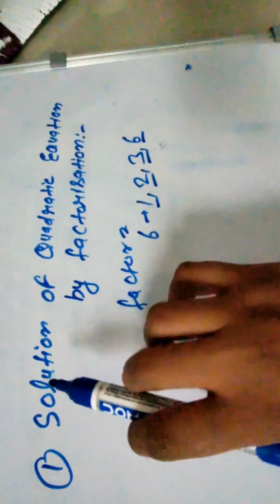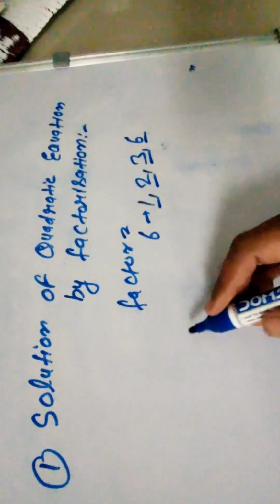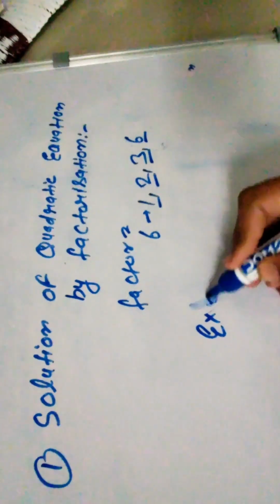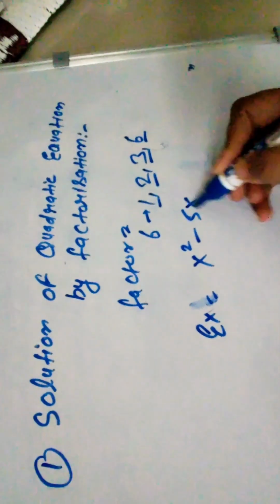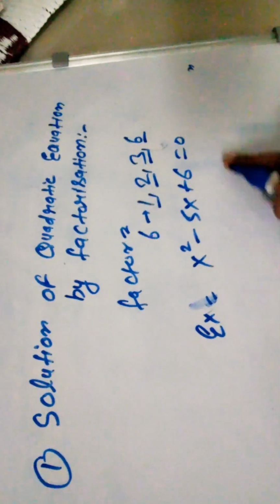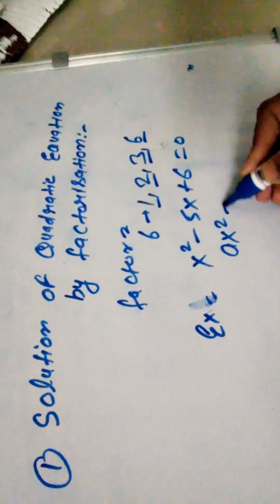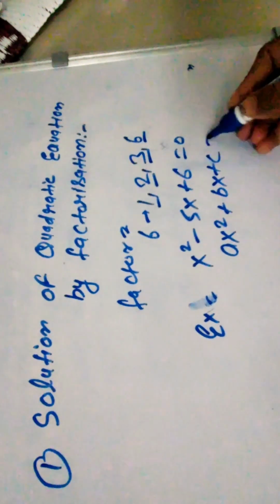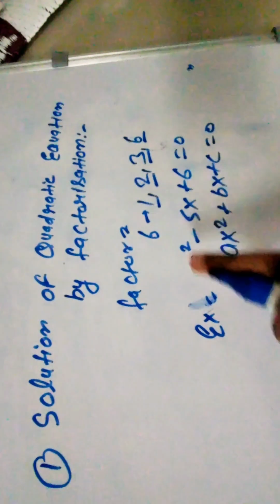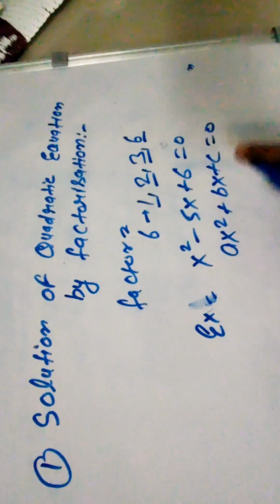Then the question: solution of quadratic equation by factorization. How can we solve this? I give a simple example. x square minus 5x plus 6 equals 0. This is a quadratic equation, because here ax square plus bx plus c equals 0 is the standard form. This is called a quadratic equation because the power is 2.